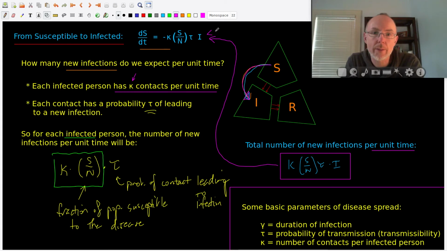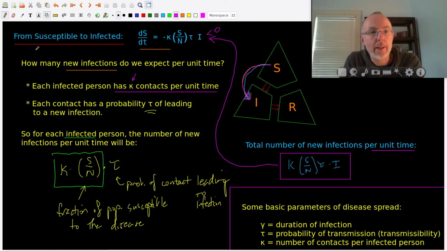This is always negative because the number of susceptible people must always be decreasing, right? You're either staying susceptible or you're becoming infected. There's no way to get back into that group, which means the group of susceptible people decreases or, best case scenario, doesn't change at all.